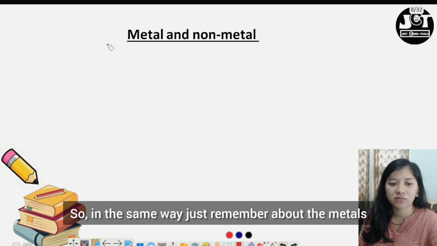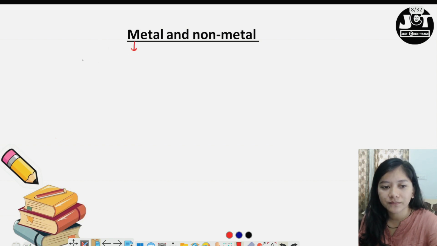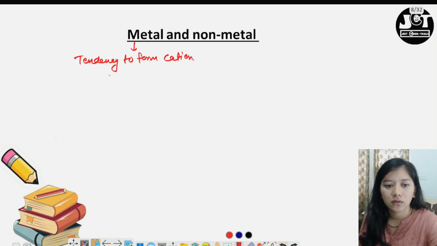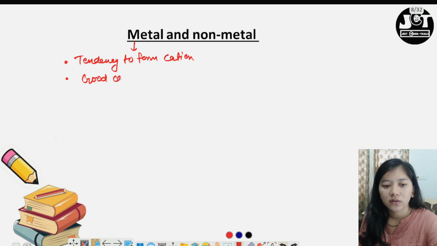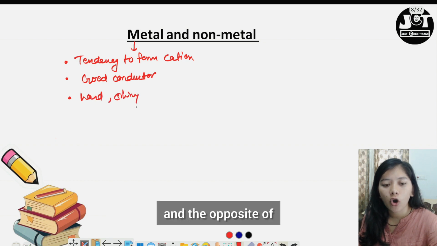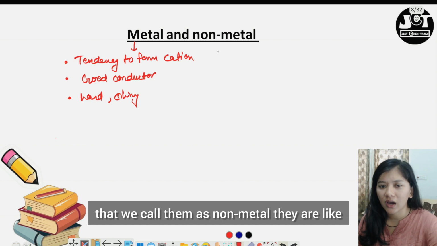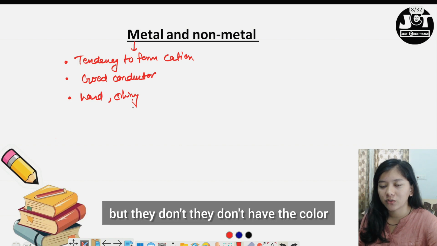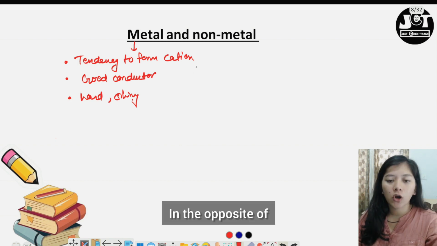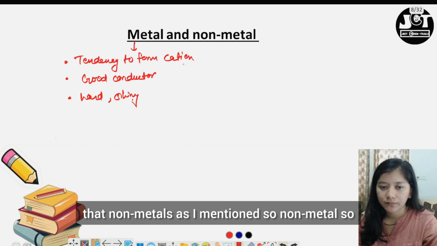In the same way, just remember about the metals that they have a tendency to form cations, right? The other property is that they are good conductors. Third, they are hard and shiny. The opposite of that, we call non-metals. They are like anions, are not good conductors. They can be hard sometimes, but they don't have the shiny appearance.